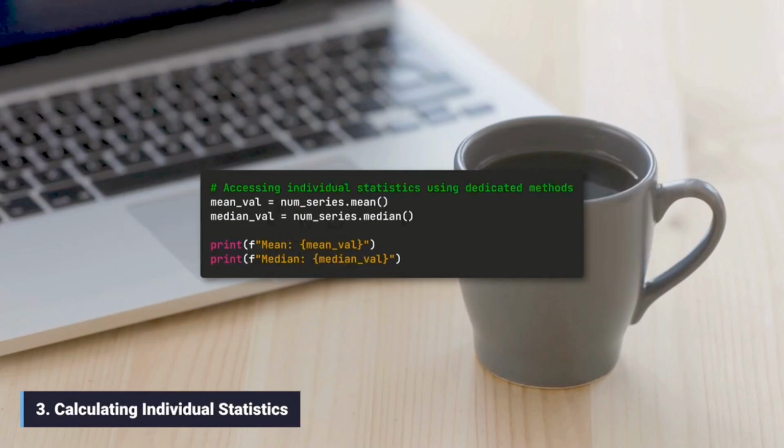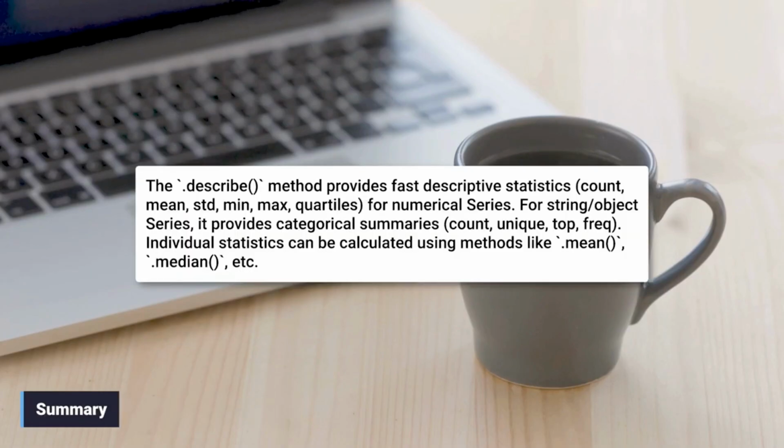3. Calculating individual statistics. While .describe is great for a quick overview, you can also access any of the individual statistics directly using dedicated methods on the series object, such as .mean, .median, .max, and .min. These methods return a single scalar value. To summarize, .describe is your go-to function for initial data profiling.